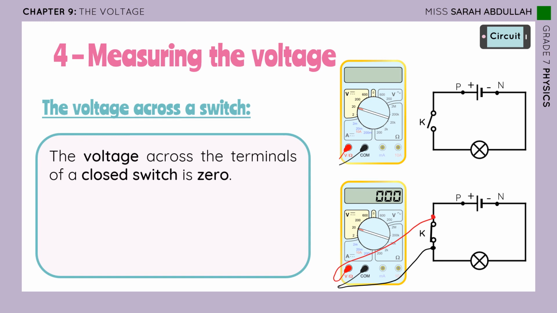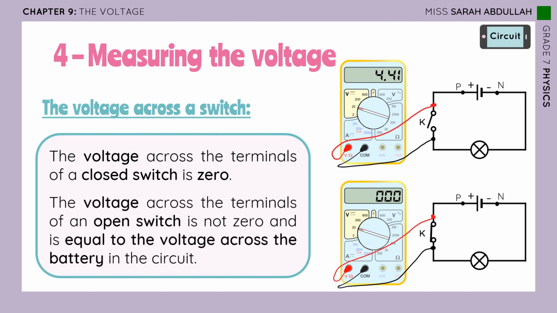0. But in the case of an open switch, and you guys have noticed that I am connecting the V terminal, the positive terminal, to the same side as the positive pole, and negative, same side as the negative. In all the cases, I'm just connecting it properly. So yeah, in the case of an open switch, you guys will see that we have a voltage across an open switch, and not any voltage. This voltage is equal to the voltage across the battery. This is interesting.